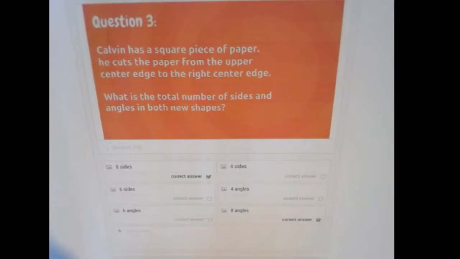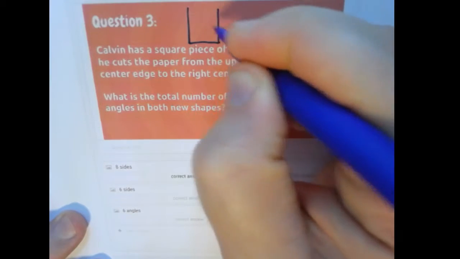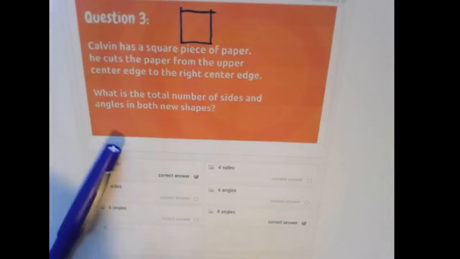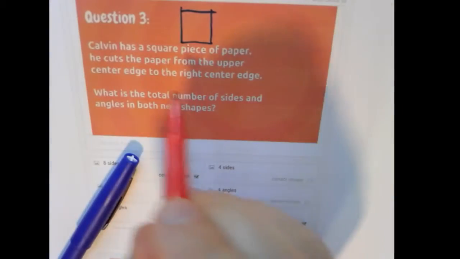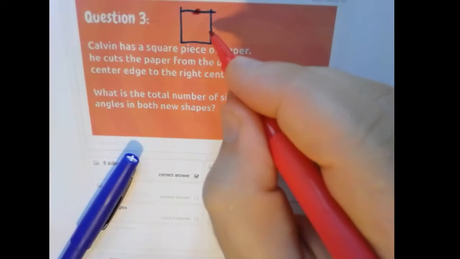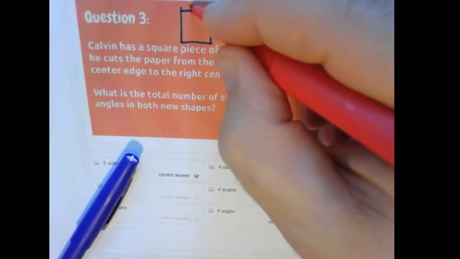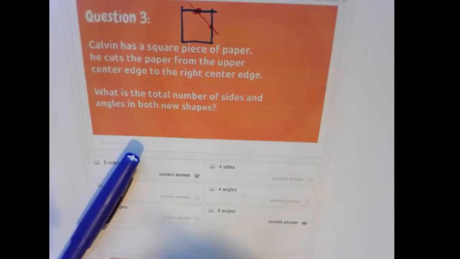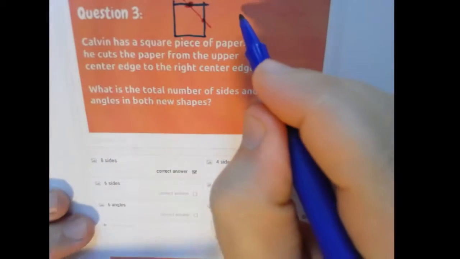Okay, next question. So Calvin has a square piece of paper, and he cuts the paper from the upper center edge to the right center edge and wants to know the total number of sides and angles in the new shape. So here we have an interesting scenario. So here's our square sheet of paper. And if we were to cut from the upper center edge to the right center edge, we would be cutting that corner off. So we might have something that looks like this.